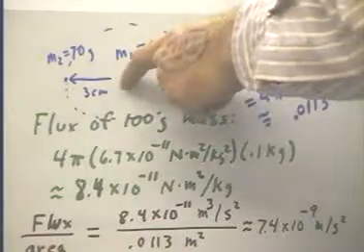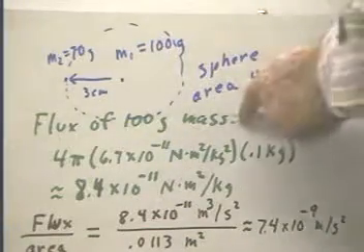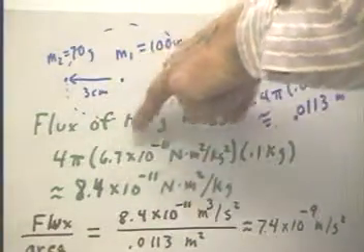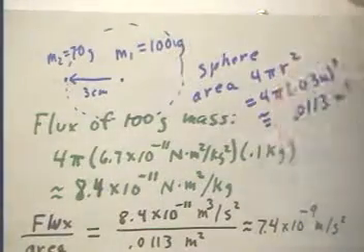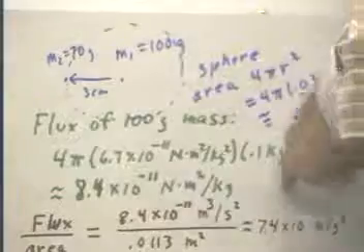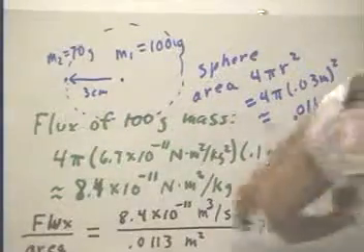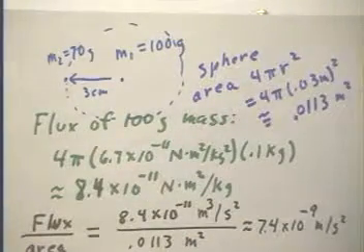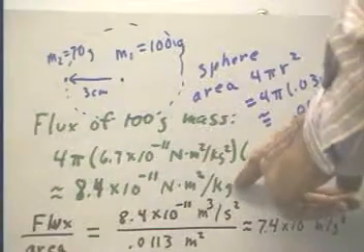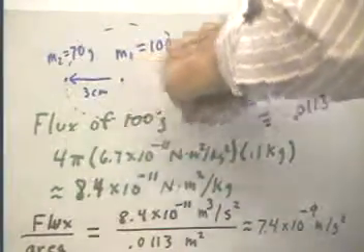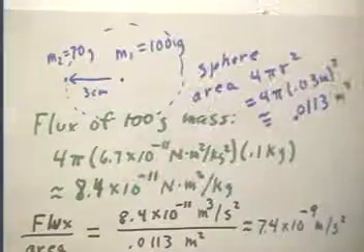Now, we calculate the flux of the 100-gram mass. Okay, that's 4 pi times big G times the mass. The mass is 100 grams or 0.1 kilograms. We multiply these out, we get a flux of about 8.4 times 10 to the negative 11th Newton meter squared per kilogram. Now that flux is spread out over the area of a sphere with a radius of 3 centimeters.